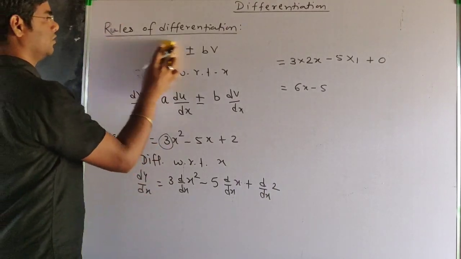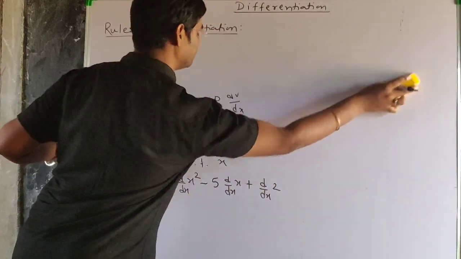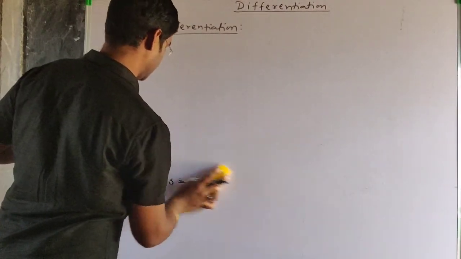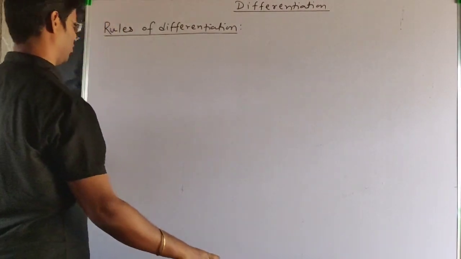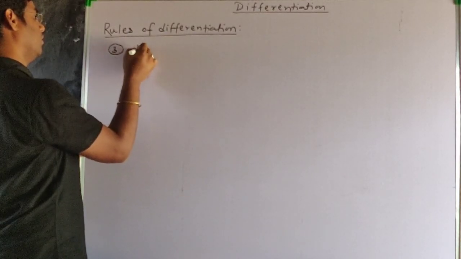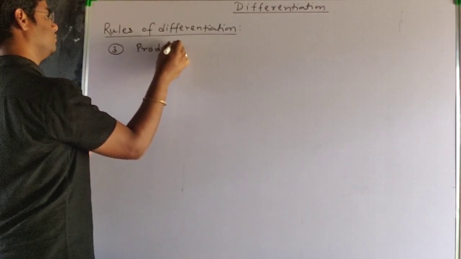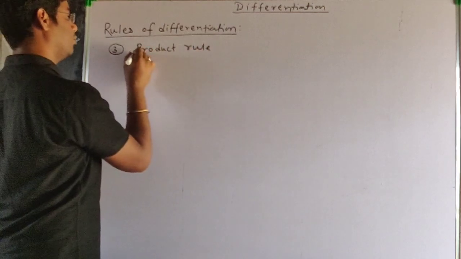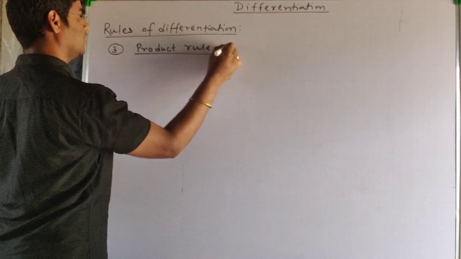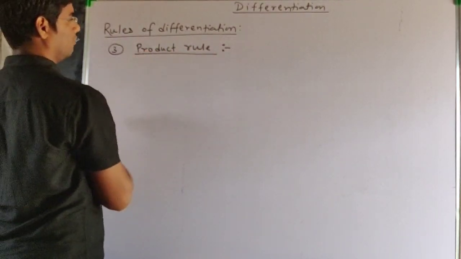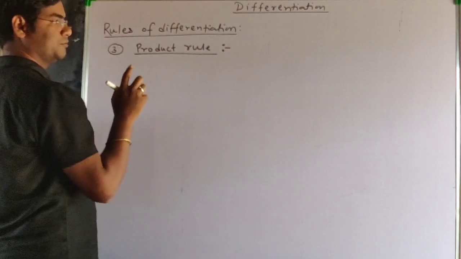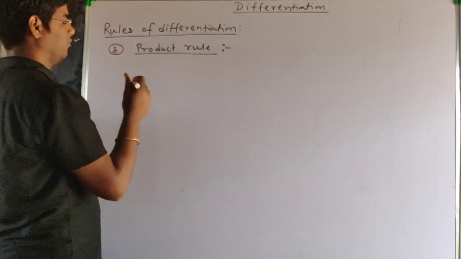Now third rule is product rule. This is the important rule. Third and fourth rule are very important. Product rule. What is the product rule? Suppose we have 2 terms which are in product or which are in multiplication, two terms means for two variable, not one constant, one variable.